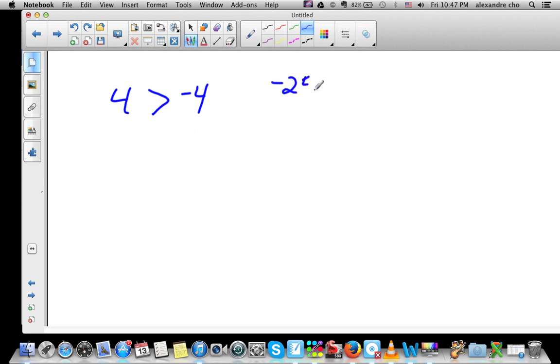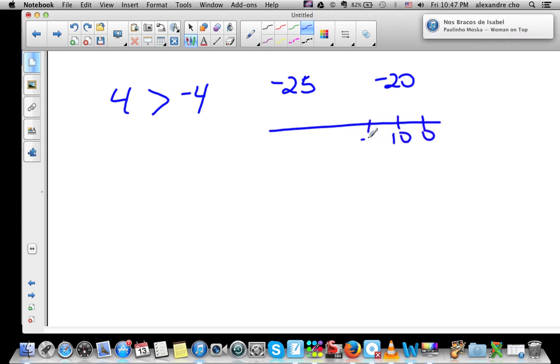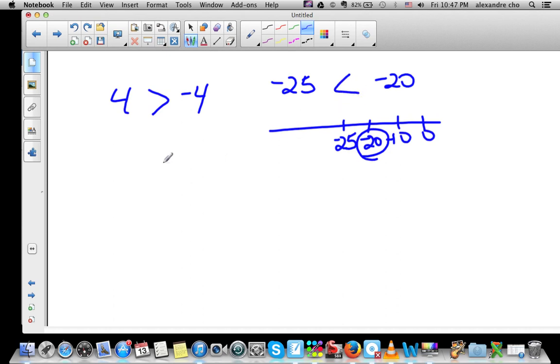Negative 25 and negative 20. Let's draw a number line. Use the 0. That's negative 10. That's negative 20. And this is negative 25. Who's on the right side? This guy is, which makes it bigger. So negative 25 is less.